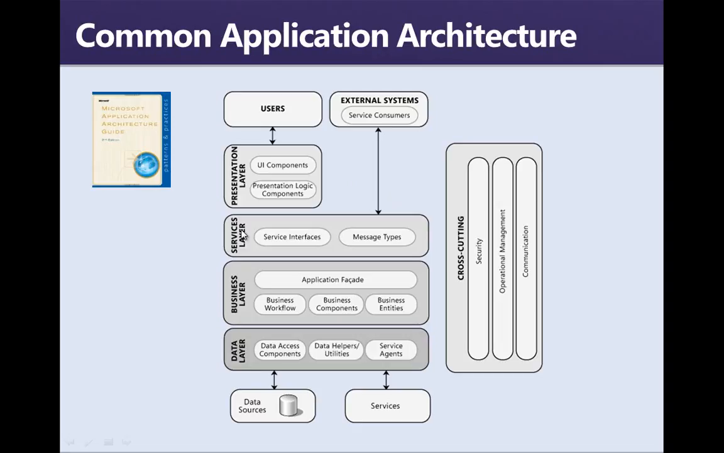A possible services layer, if we're going to expose services to external customers and consumers. A business layer, which provides an application facade and our business workflow components and entities. And then a data layer, which provides data access, helpers, as well as service agents to external services. And finally, over here on the right-hand side, are cross-cutting concerns such as security, operational management, and communication.